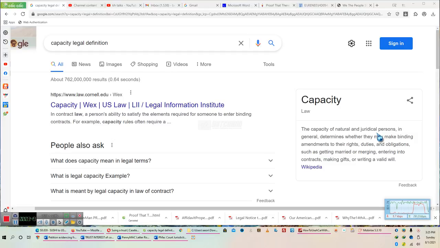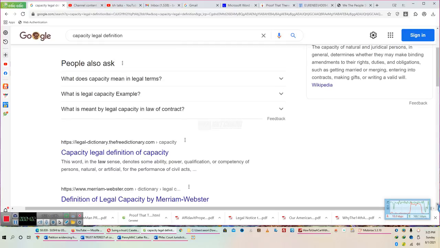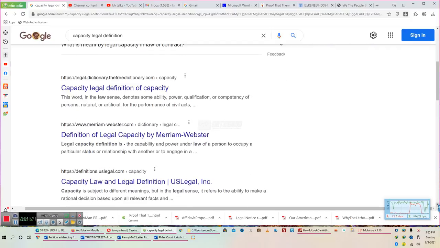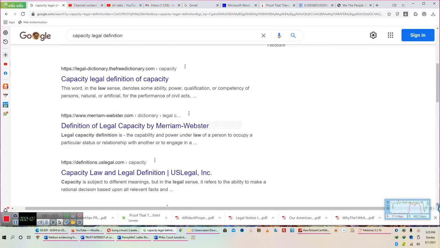Ladies and gentlemen, we're not telling you to do any of this. We're making a suggestion that since capacity is capacity, and everyone in the courtroom is in a position of capacity, they are there in one capacity or another. This word, in the law sense, denotes some ability, power, qualification, or competency of a person, natural or artificial, to perform civil acts.